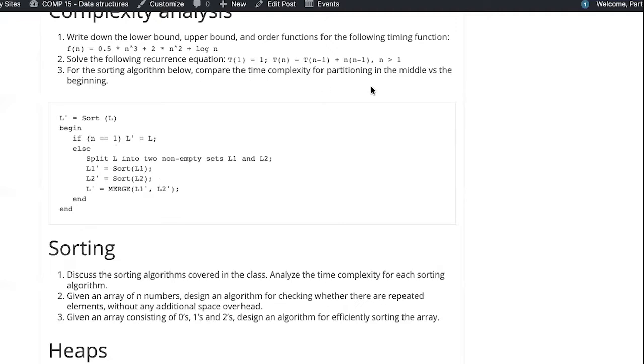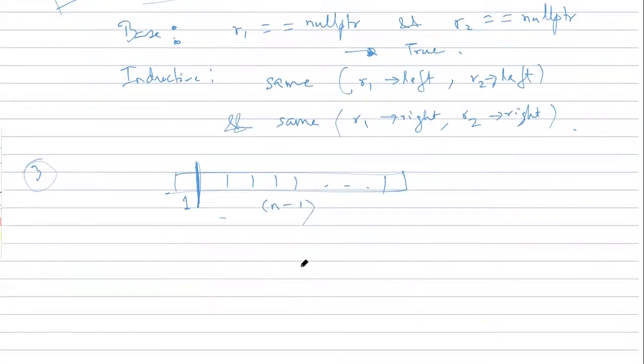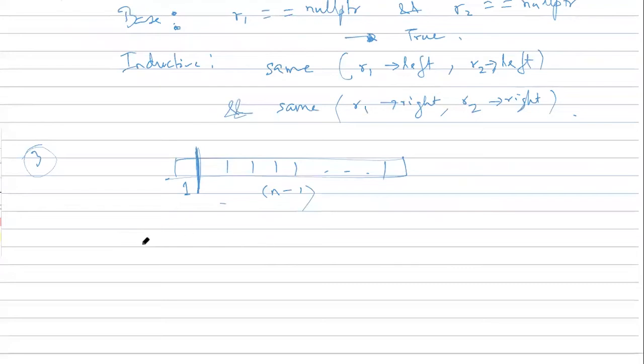So the question here is what if I had partition in the beginning versus in the middle? What does that mean? Let's say this is my list. If I partition in the beginning, that's what it would mean. It has the first term and it has the rest, right? So it is 1 and n minus 1. Suppose I'm splitting in this way, how does the complexity look like?